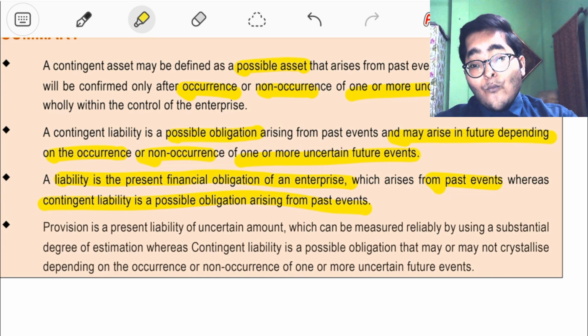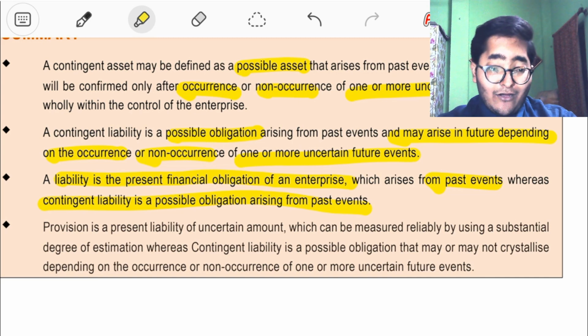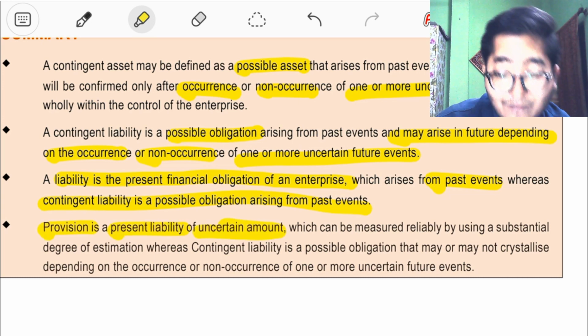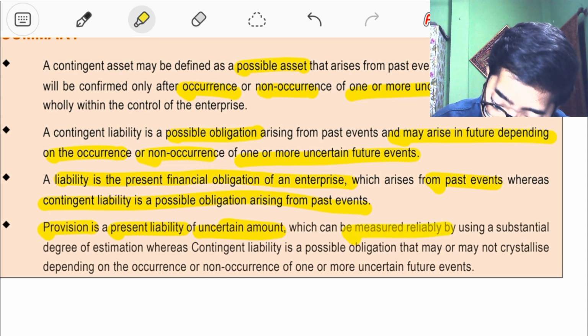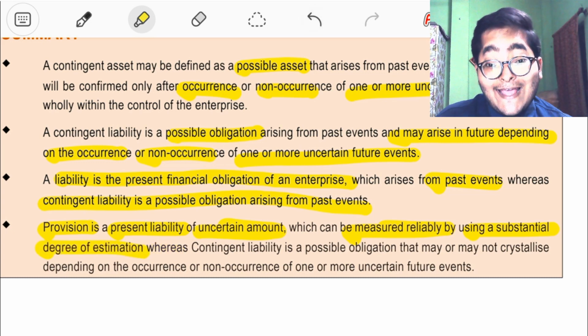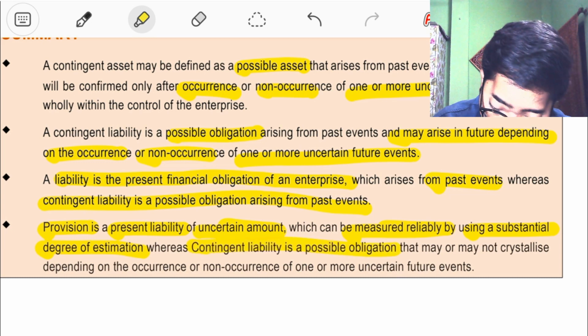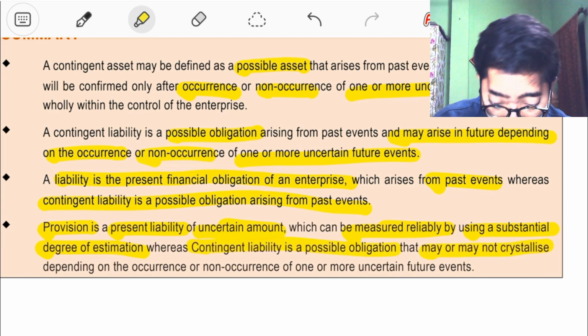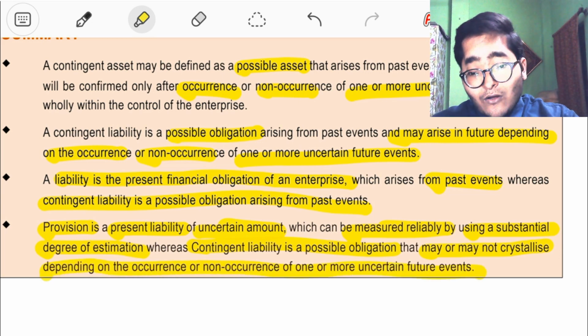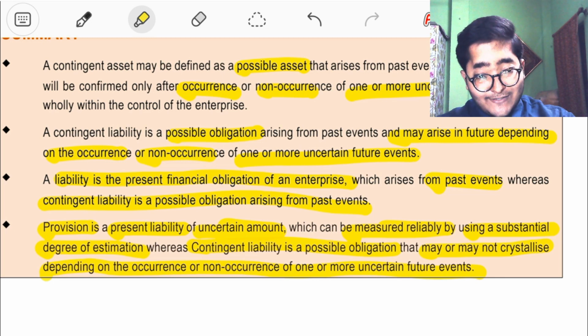अनसर्टेन अमाउंट which can be measured reliably by using a substantial degree of estimation. Provision क्या है? Provision is a present liability of uncertain amount which can be measured reliably by using substantial degree of estimation. Whereas contingent liability is a possible obligation that may or may not crystallize depending on the occurrence or non-occurrence of one or more uncertain future events.